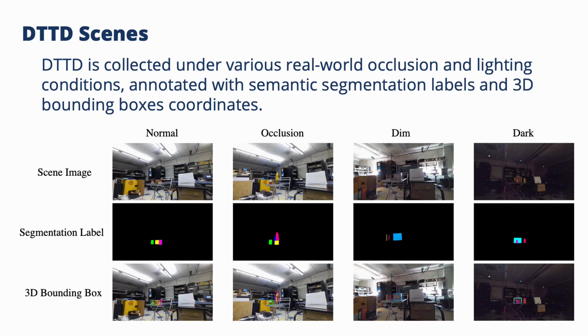This slide illustrates some of the data samples in the DTTD dataset. The DTTD dataset is collected under various real-world occlusion and lighting conditions. The first row shows scene images of 4 representative conditions. The second and third rows show the corresponding semantic segmentation labels and 3D bounding boxes, respectively. DTTD depth data have the same resolution as the scene images.